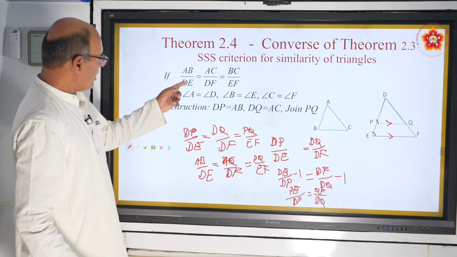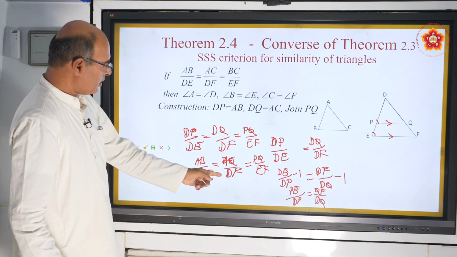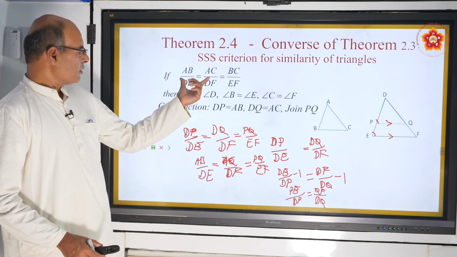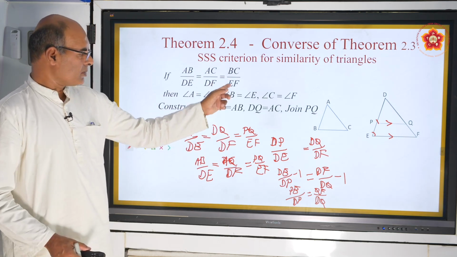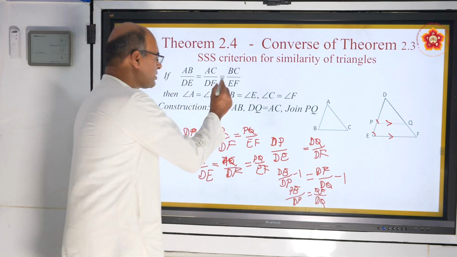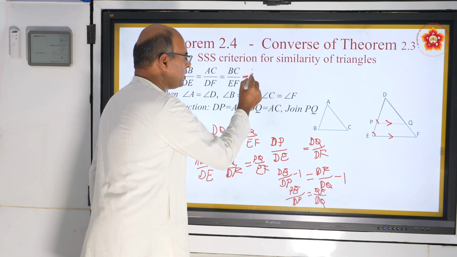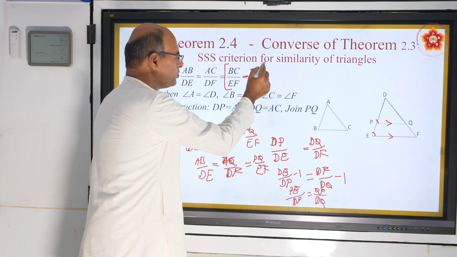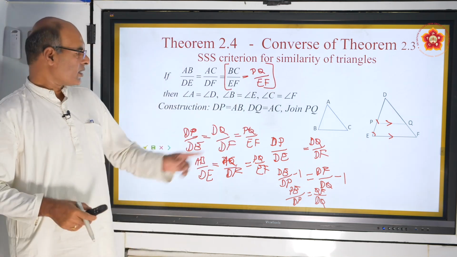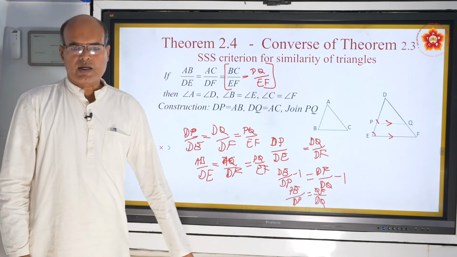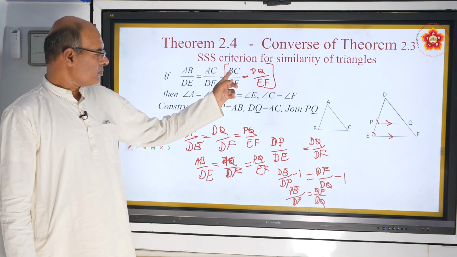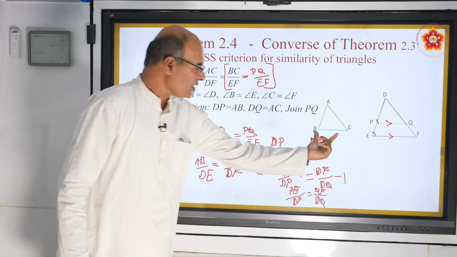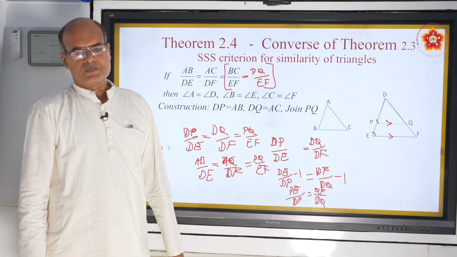AB by DE is equal to AC by DF. It is here. So here we have got PQ by EF. These two are equal to, here it is, BC by EF. So what we get is these two are equal to PQ divided by EF. So compare these two. What is there? On both the sides, the denominator is EF, only the numerator is changed, BC and PQ. So therefore BC and PQ are equal. BC is equal to PQ.